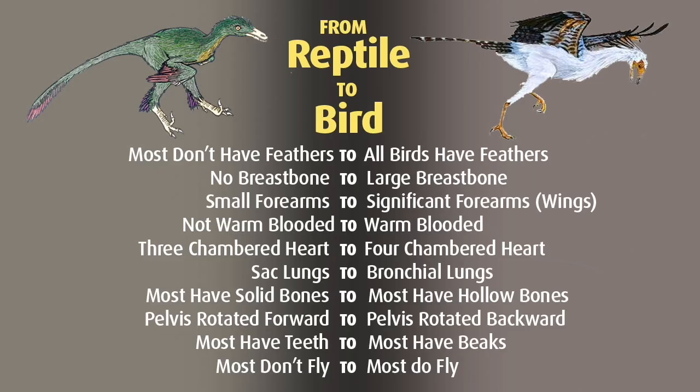Reptiles have a three-chambered heart. Birds have a four-chambered heart. Reptiles have sac lungs. Birds have bronchial lungs. Most reptiles have solid bones, and most birds have hollow bones. The pelvis is rotated forward in reptiles and rotated backwards in birds. Most reptiles have teeth, and most birds have beaks, and most reptiles don't fly, and most birds do fly.